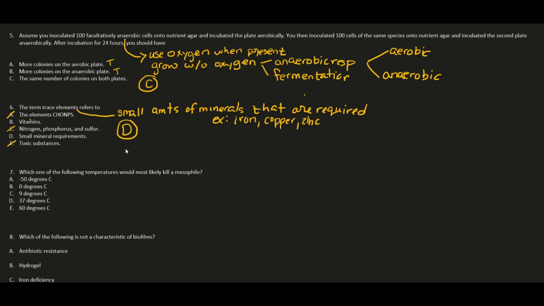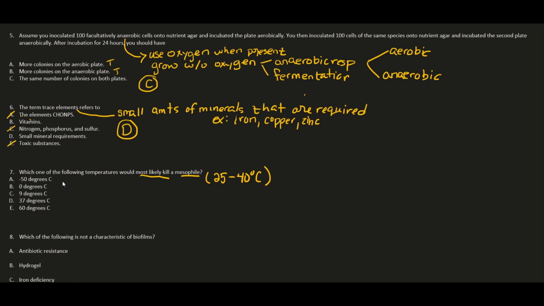Question number 7. Which one of the following temperatures would most likely kill a mesophile? It's very important to pay close attention to your questions. It says which one would most likely kill a mesophile. Well, what is a mesophile? Well, the optimal temperature of a mesophile is 25 degrees to 40 degrees Celsius. That's its optimal growth. We want to know outside of this temperature, which one would kill a mesophile?